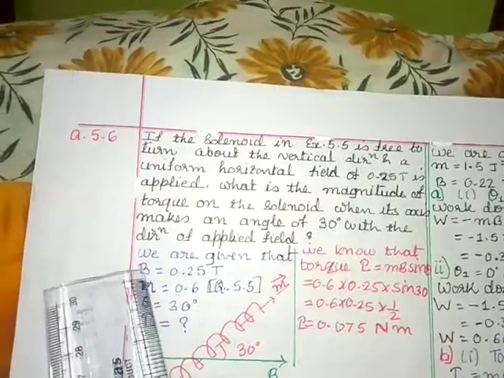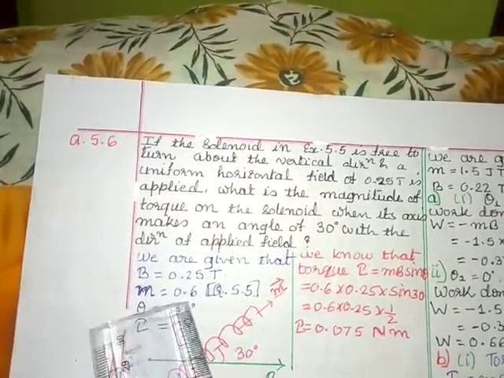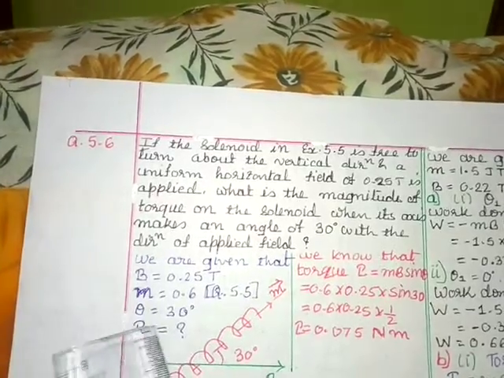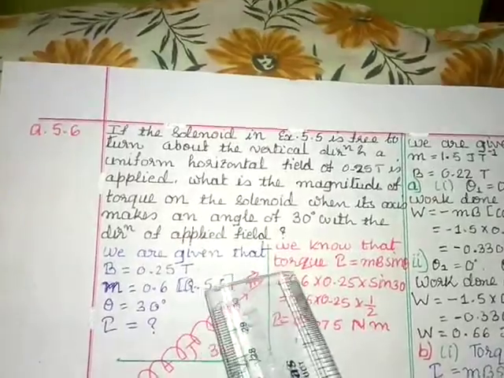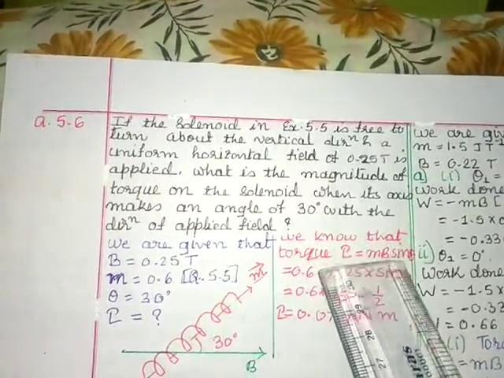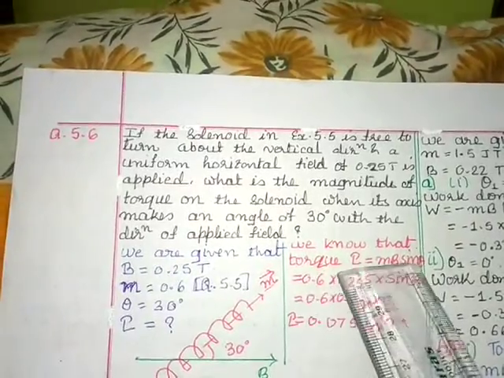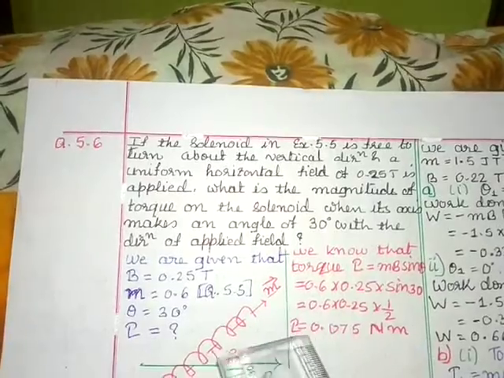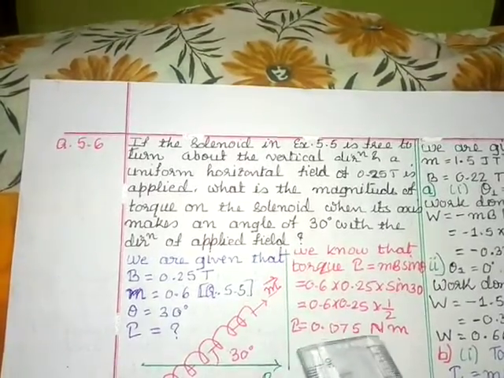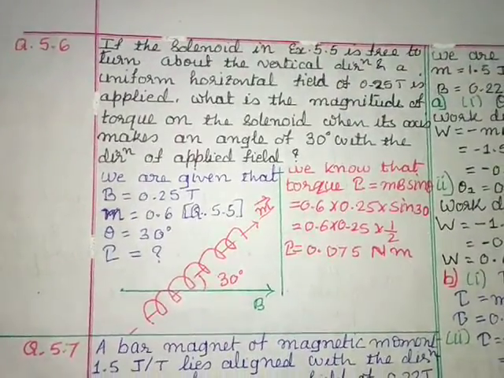We are given here magnitude of B 0.25 Tesla, and from the previous question M is 0.6, theta is 30 degree, and you have to find the torque. The formula is torque tau is equal to mB sin theta. M value is 0.6, B is 0.25, theta is 30. Sin 30 is 1 by 2. Multiply, you get 0.075 Newton into meter. So that is the torque experienced by the given solenoid.